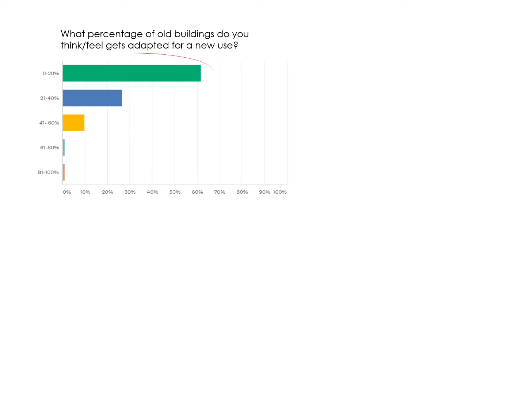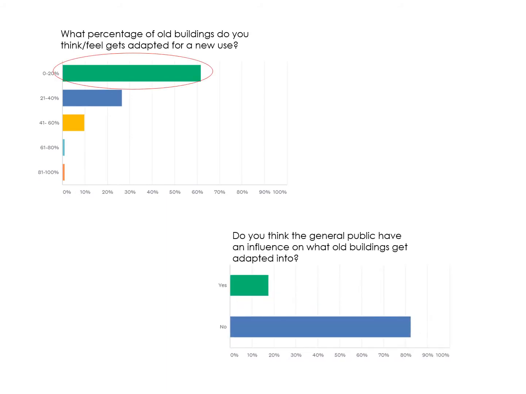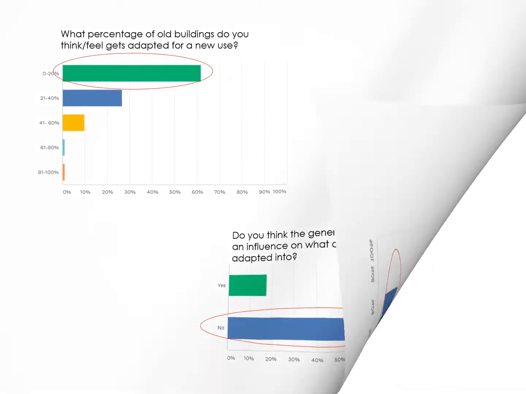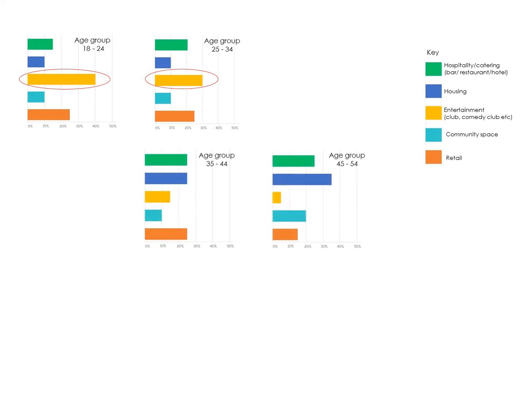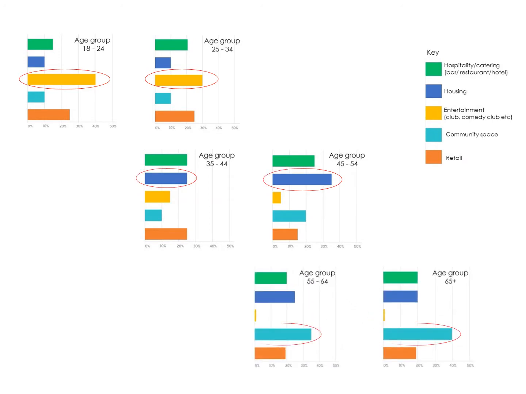From my online survey, I found that most people felt that less than 20% of the buildings get adapted for new use, and a massive 80% believe they do not have an influence on what the buildings get adapted into. When I asked about the preference of building adaptations, I got different results from different age groups. The age group 18 to 34-year-olds has a clear preference for entertainment facilities, and the age group 35 to 54 preferred housing. And when you look at 55 and upwards, they preferred community spaces.